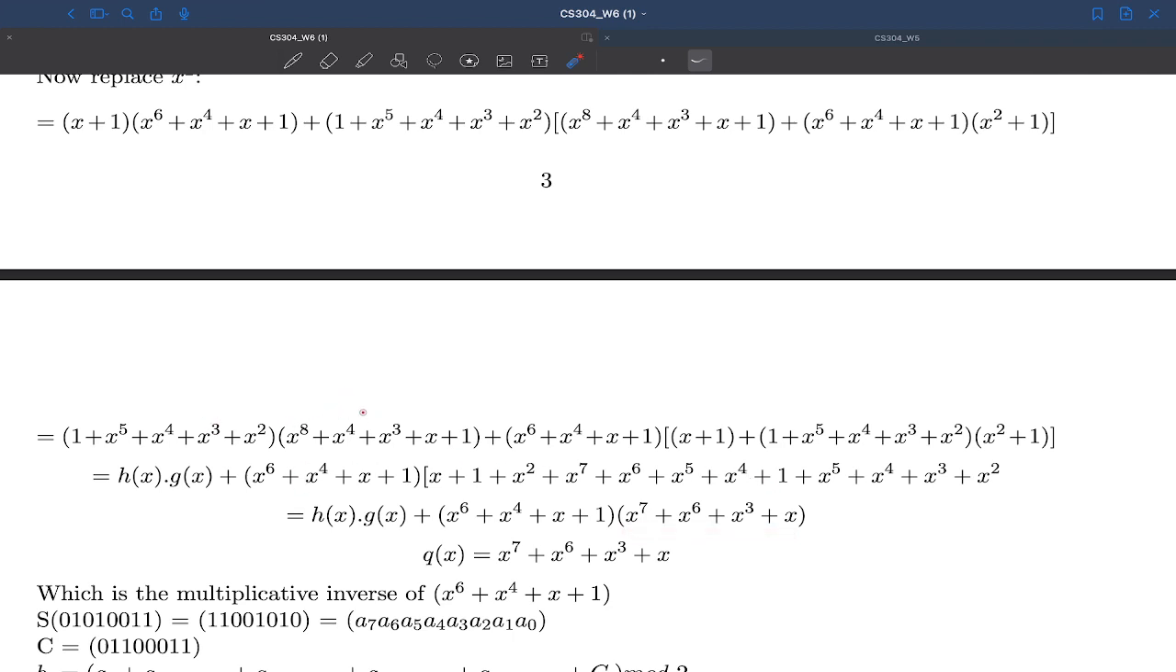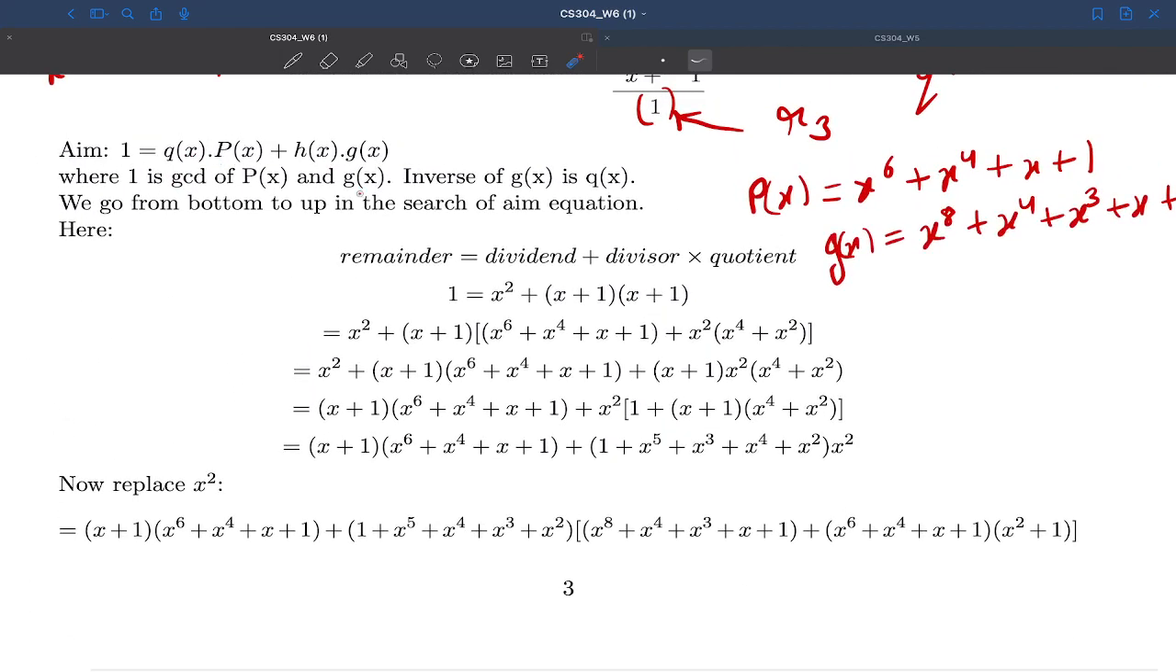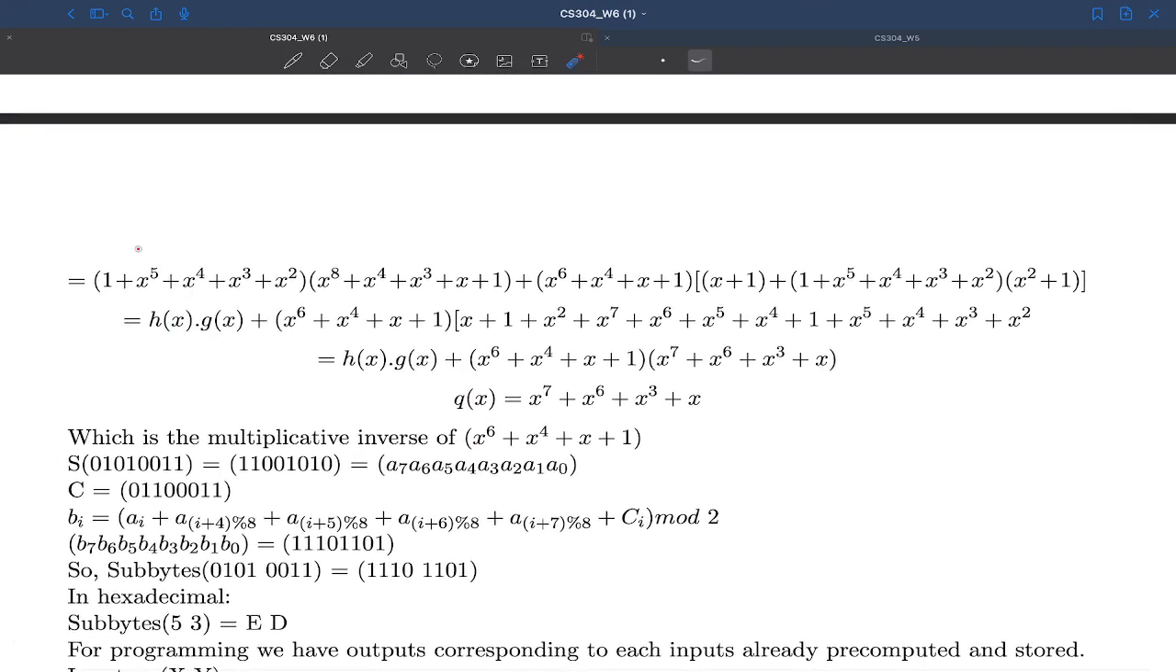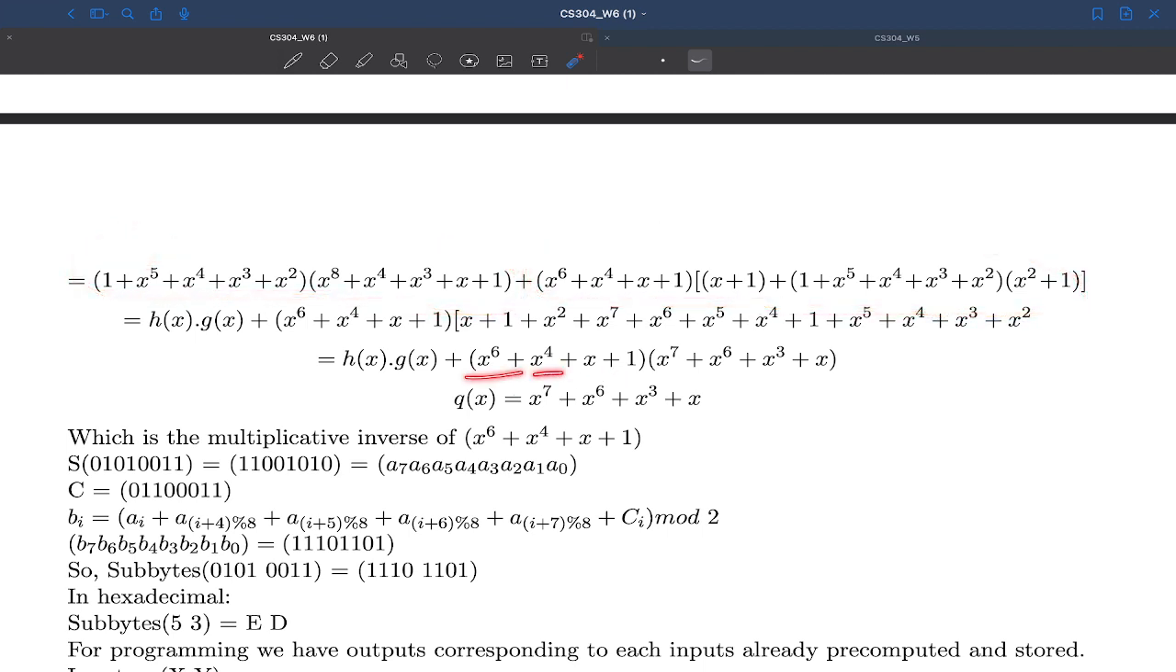Now this is my g(x), and this is some h(x) which I don't care about. This is my P(x), and this is my inverse, because P(x) gets multiplied, if I compare it with the aim, 1 is equal to q(x) and p(x). This is the term h(x) times g(x), and the other term will be q(x) times p(x), and p(x) is this x^6 + x^4 + x + 1. So this term will definitely be my q(x). So I can say that the inverse of P(x) is this q(x), x^7 + x^6 + x^3 + x.